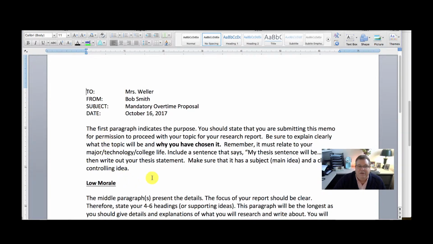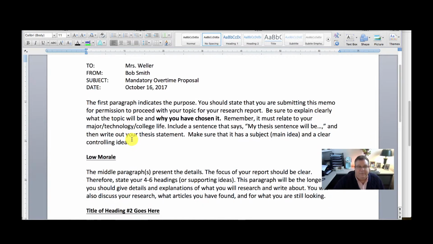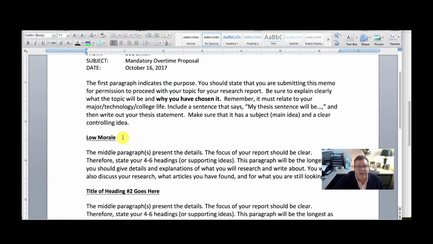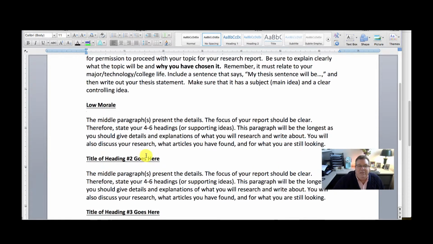So this is the language that was taken directly off of the guidelines about the first paragraph, so I'm not even going to refer to that anymore. But you will notice then we've given you an example. So the first heading, for example, would be low morale. All of these are going to be the same because you are then giving details and explanations of what it is you are writing about in terms of low morale.